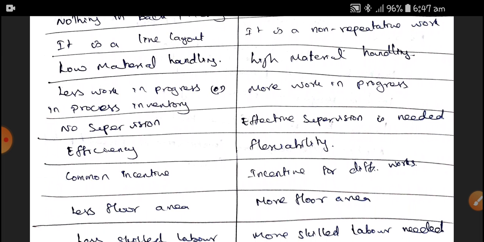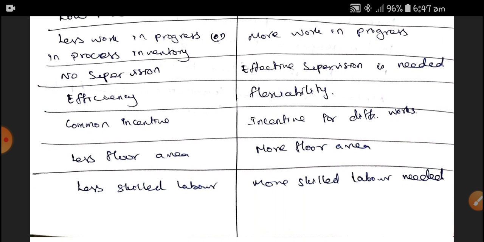In product layout, no supervision. In process layout we need effective supervision, and process layout will give flexibility, whereas the product layout will give efficiency. And in the product layout a common incentive is there. In process layout, incentive is different for different works. So if it is a high work or high handling work, the process layout incentive is more, whereas for less work in the process layout, less incentive.